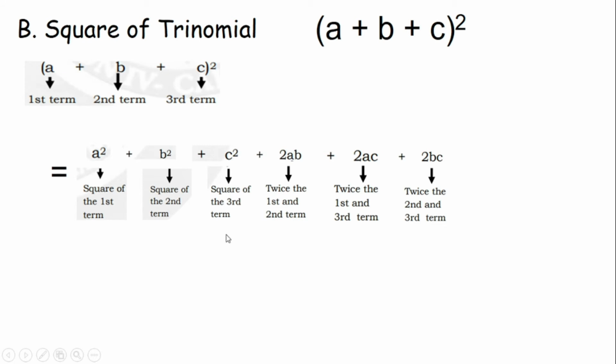So ganun lang yung magiging pattern natin kapag mag-square tayo ng trinomial. Una, square natin si first term, square natin si second term, square natin si third term. Tapos, i-multiply naman natin kay 2 yung first and second term natin na product. And then, multiply kay 2 din yung ating first term and third term. And then, multiply kay 2 yung second term naman and third term. Okay, yun lang yung tatandaan nyo. So, we're gonna have this pattern.